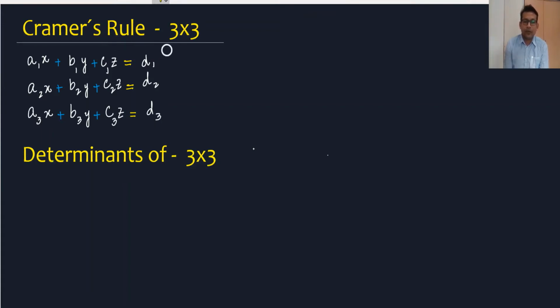Cramer's rule 3 by 3 is one method to solve simultaneous equations. Like we have this situation: ax plus by plus cz equals d. Very important thing, x should be in the first position, then y, z, and d is a number. Like 3x plus 4y plus 5z is equal to minus 9. x should be first, then y, then z, and then equals to, and the number should be on the right hand side.